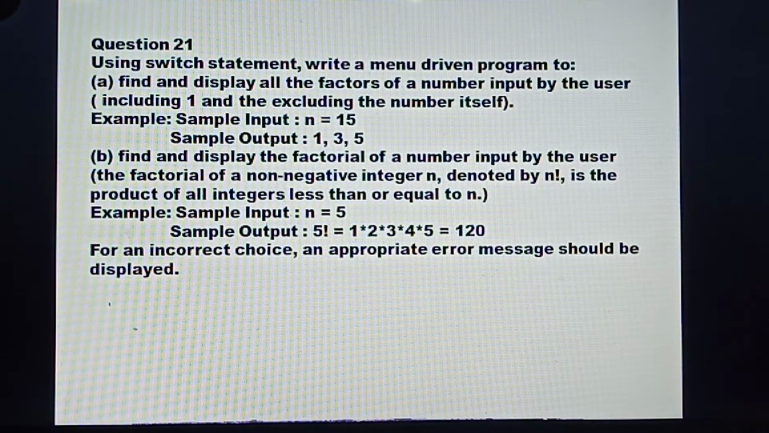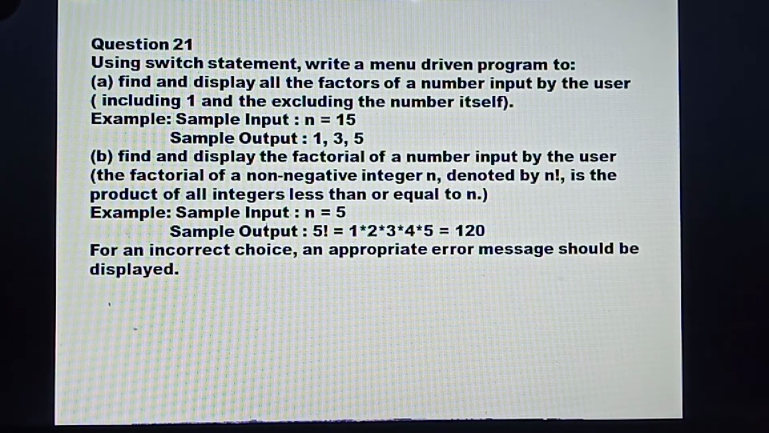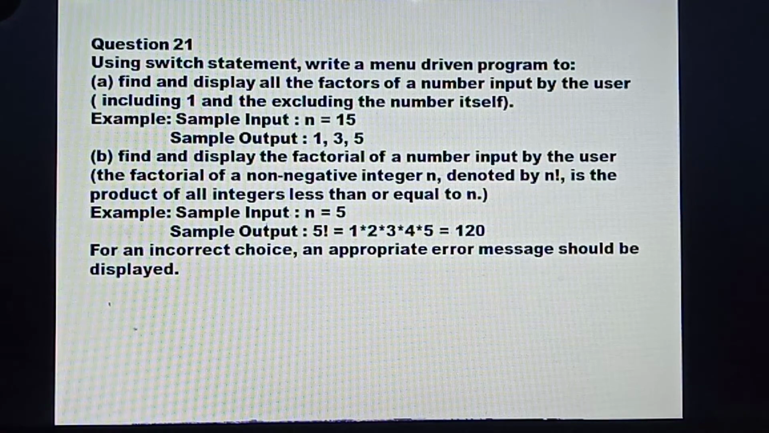Hello children, today we will study question number 21, which is a switch statement. In the switch statement you have to find out two things. A: Find and display all the factors of a number input by the user, including 1 and excluding the number itself.